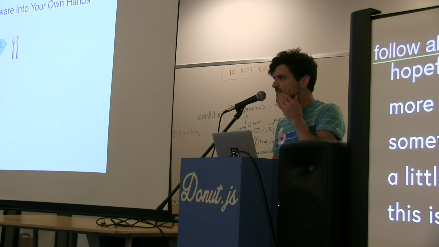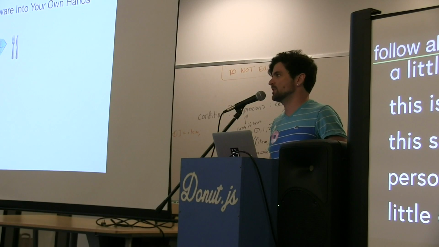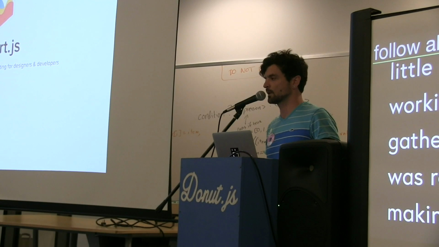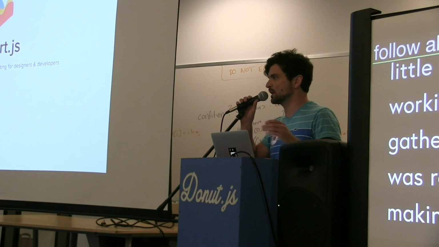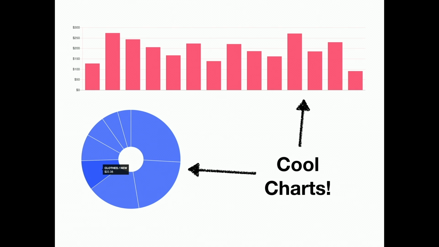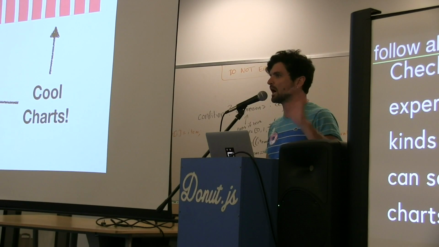So this started with a little personal project of mine, a little expense tracker I was working on, and I started to gather a bunch of data, and I was really excited about making some cool charts. So I found Chart.js, which is a pretty sweet little JavaScript library for making charts, and so I made some cool charts. Check it out. So, weekly expenses up there. It does all kinds of stuff for you. As you can see, bar graphs, pie charts. It's really fun.